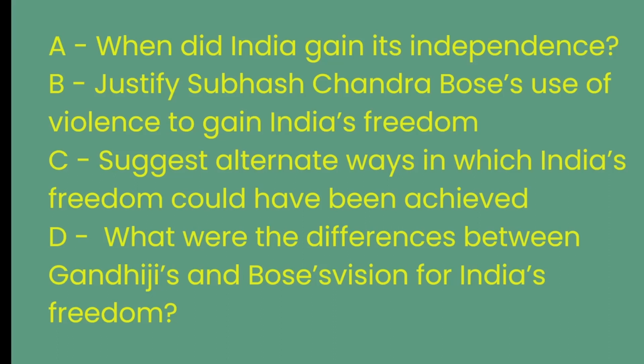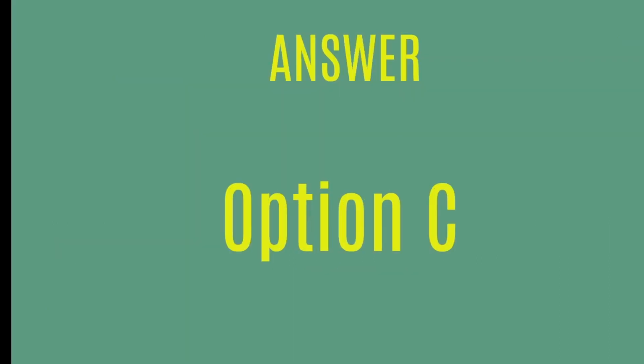Let's go to option D. What were the differences between Gandhiji's and Bose's vision for India's freedom? If you have been asked to compare the differences, you have to analyze and give it. So you are basically analyzing it. But if you go to option C, where I'm asking you to suggest alternate ways in which India's freedom could have been achieved, then you have to think of novel ways in which you would have done it if you were a freedom fighter. So option C is the answer.